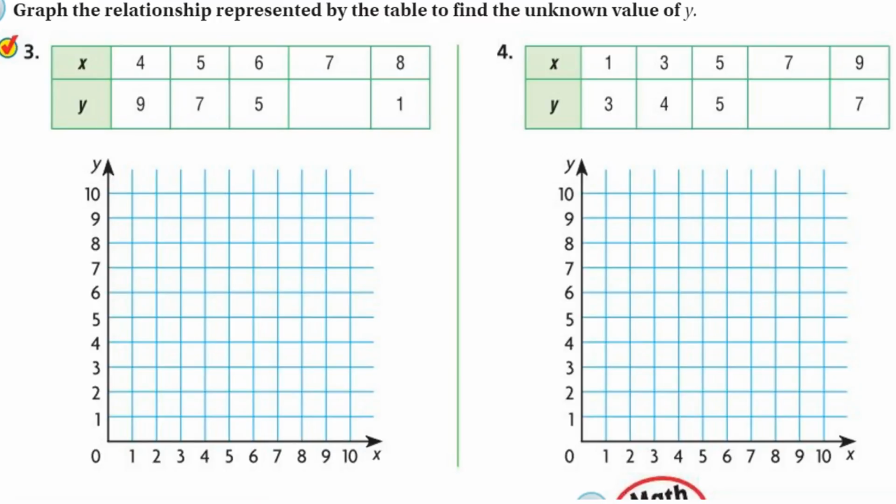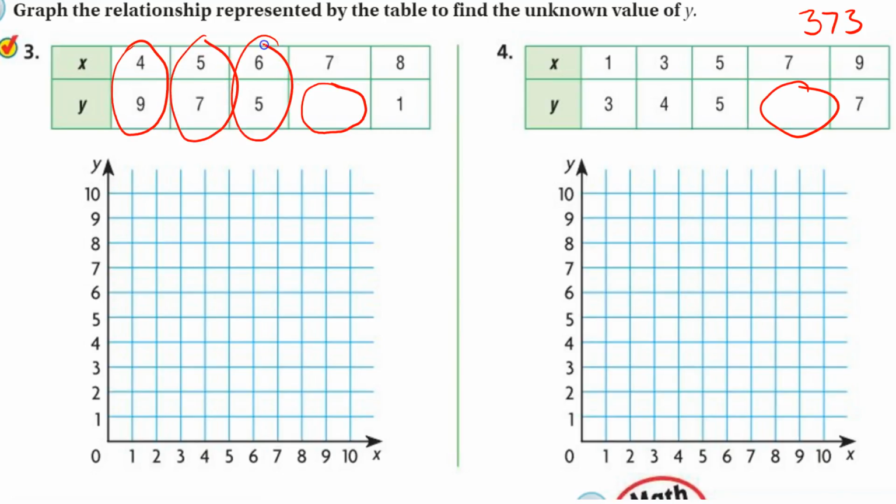All right, now moving down to problems 3 and 4 on page 373. So a couple more examples. And here we're going to get to see how graphing the line can help us figure out these missing numbers. Okay, so remember, these are my ordered pairs that I'm going to graph.